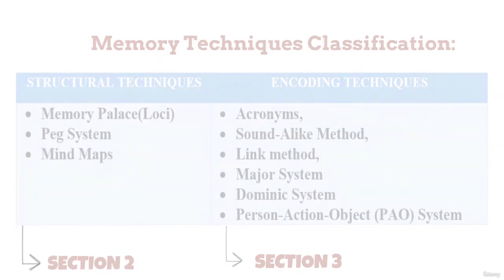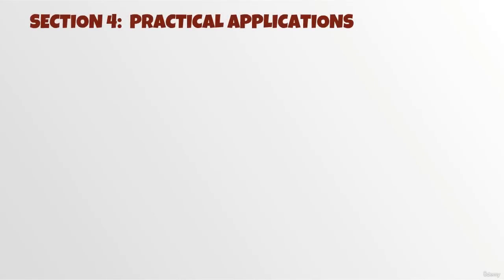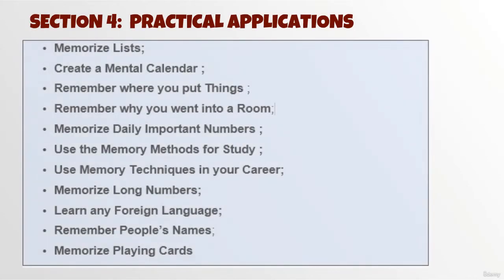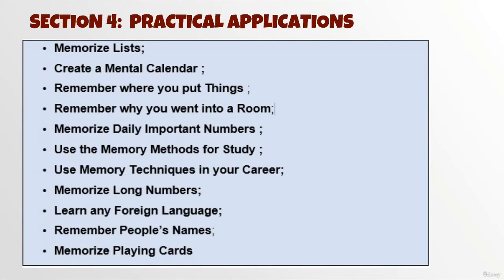Then, in the fourth section of this course, you will begin to practice the learned techniques for different situations that you face every day in your personal life, in your studies, and in your career. Here's what you will learn: how to memorize shopping lists, to-do lists, or any type of ordered list of items. How to create a mental calendar for remembering appointments and anniversaries. How to remember where you put things, mobile phones, keys, glasses, cars, and so on.